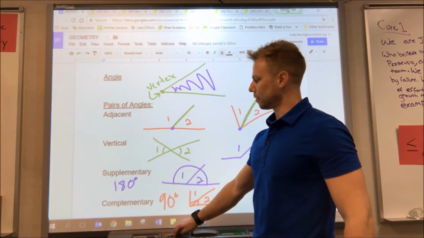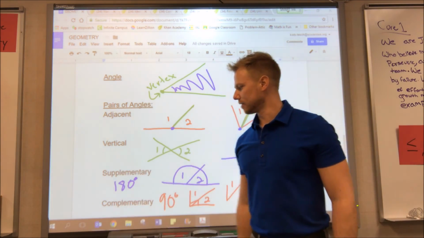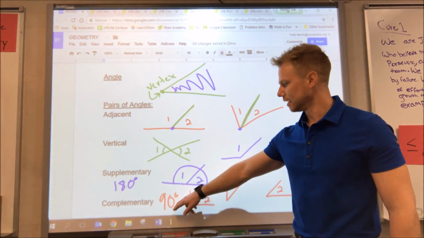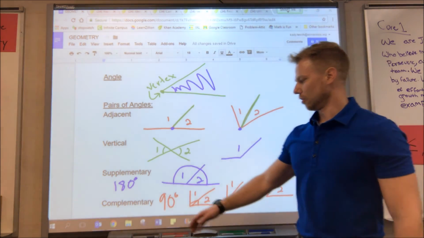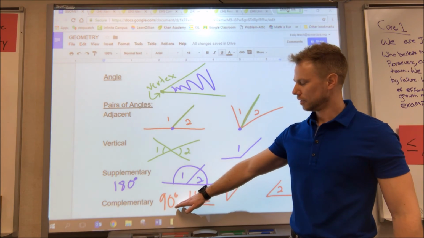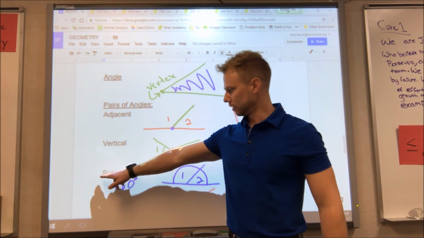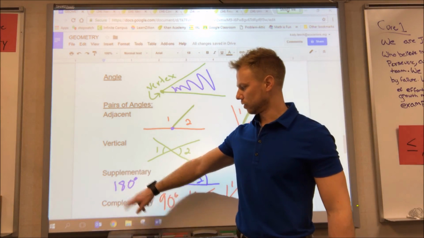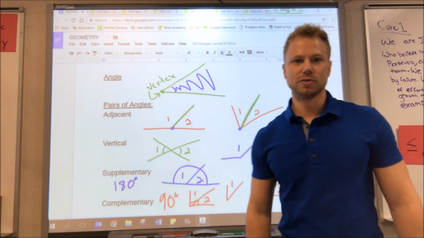A trick to help you remember supplementary and complementary: C comes before S in the alphabet, 90 comes before 180 on the number line. So if you remember, the letter that comes first goes with the number that comes first. That might help you remember which one is which. The letter that is second in the alphabet goes with the number that's second on the number line. All right, let's do some examples.